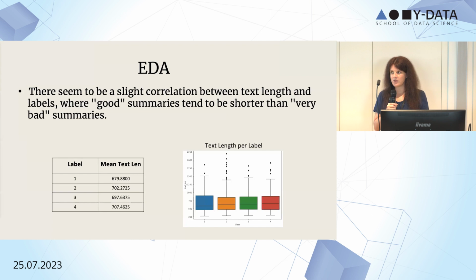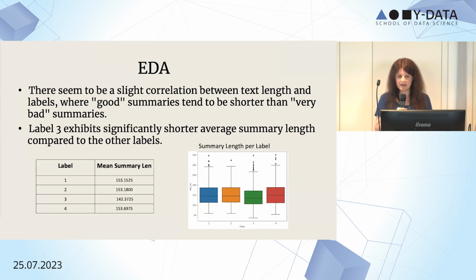We provided some EDA. For example, we calculated mean text length, mean summary length, and noticed that there seems to be a slight correlation between text length and labels, where good summaries tend to be shorter than very bad summaries. And according to mean summary length, we noticed that label 3 exhibits significantly shorter average summary length compared to the other labels, and we supposed that it influenced our results.